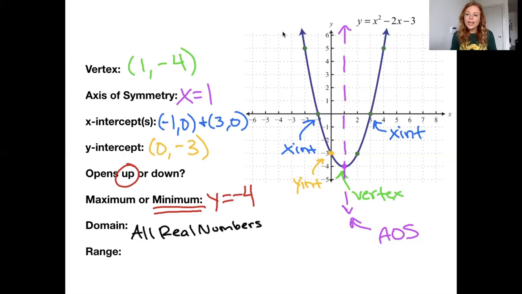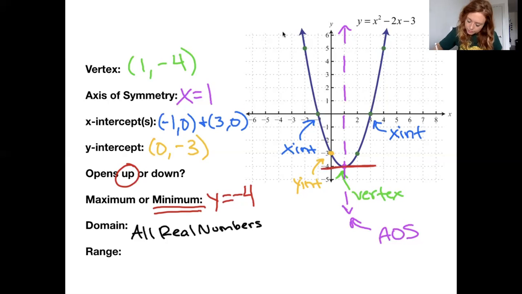So then we're gonna look at range. Range is our y values, up and down. So we're gonna say, how low can I go? How high can I fly? So how low do we go? We look at that y value of the vertex again. We go all the way down to -4.